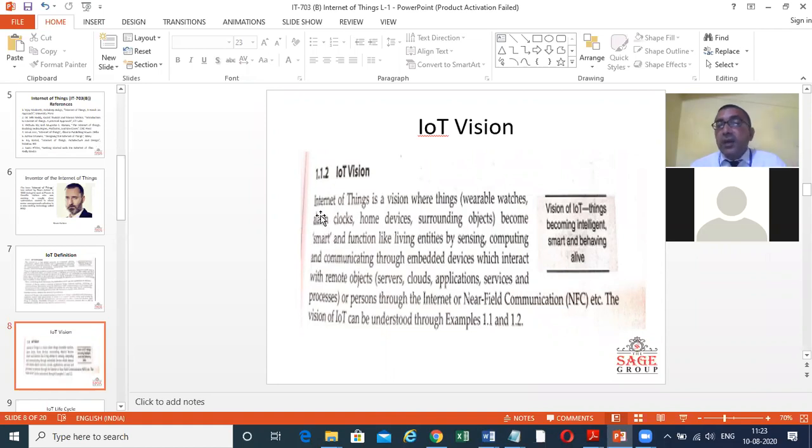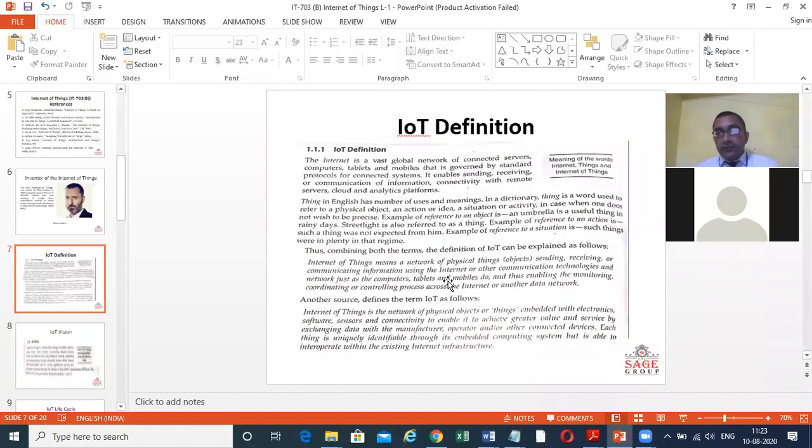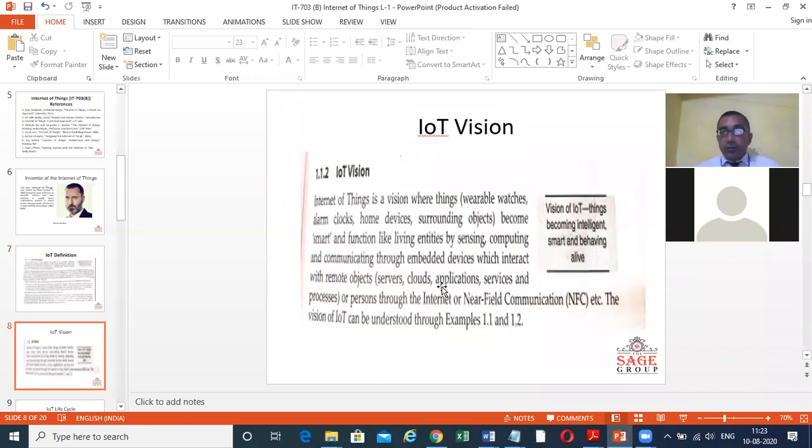What is the vision? Internet of Things is a vision where things become smarter and can communicate and function like living entities by sensing, computing, and communication through embedded devices which interact with remote objects like the server, cloud, application, services, or processes. Now, this was about the IoT definitions. Second thing, that is the IoT vision.